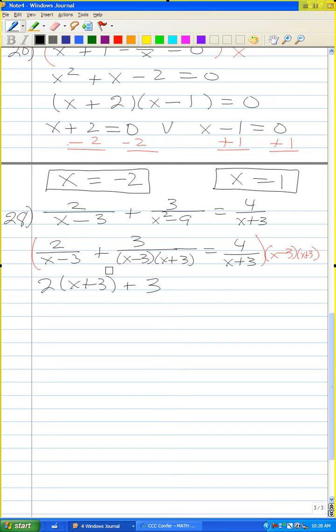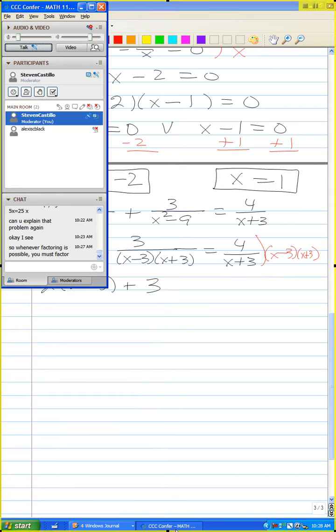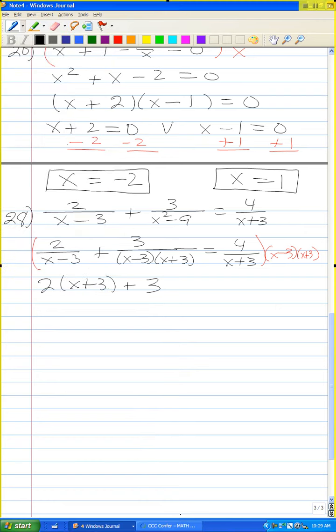The x minus 3's cancel, the x plus 3's cancel, so you just have 3. Whenever possible, always factor the denominator. You don't have to worry about the numerator, but factor the denominator as much as possible. Equals, the x plus 3's cancel, so I just have 4 times x minus 3.